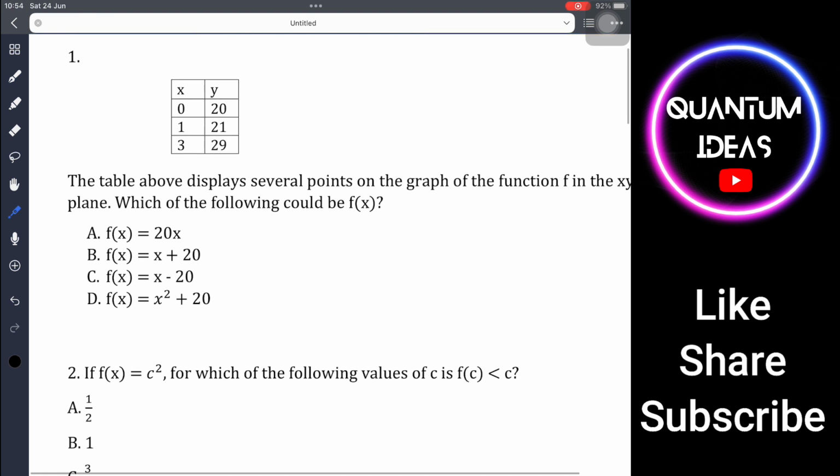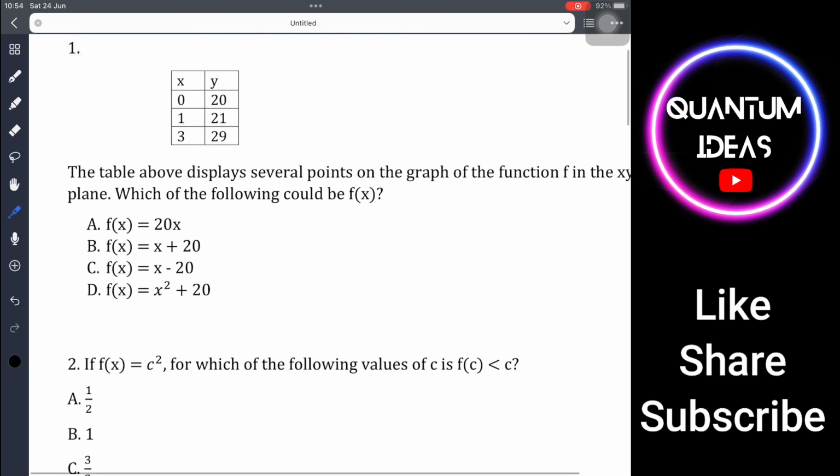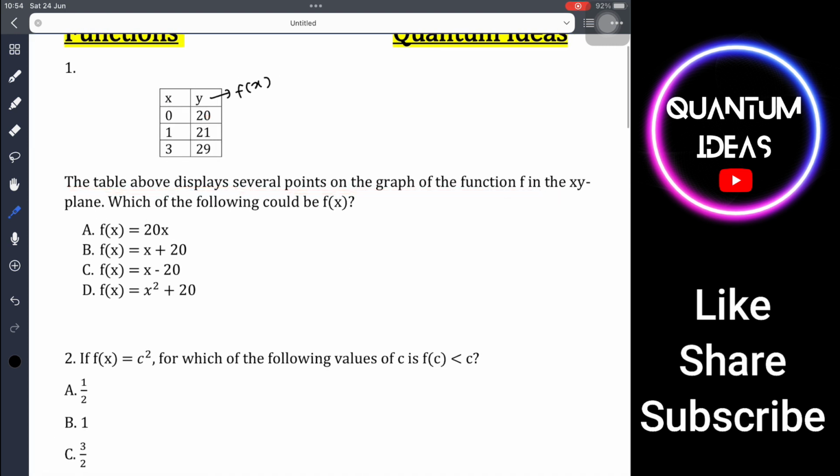Okay. So number one. We are given a table. This is x. This is y. We also call y as f of x, right? So we are given x and y values. The table above displays several points on the graph of the function f in the xy plane. Which of the following could be f of x?